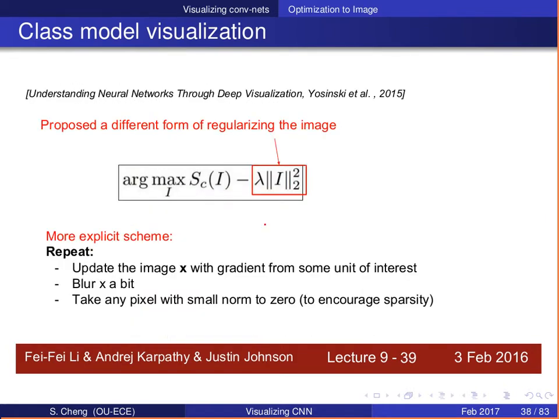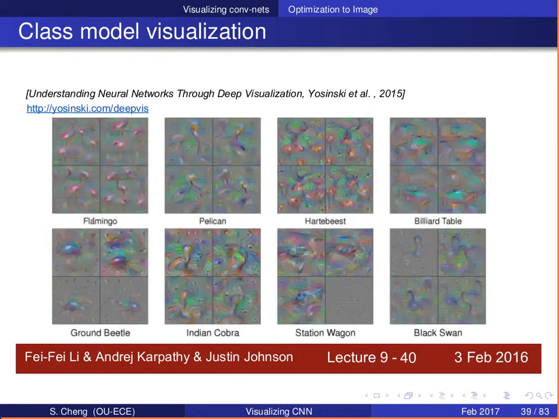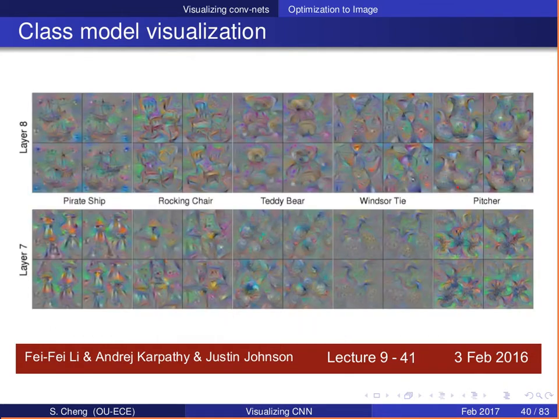Then much later, in 2015, people figured out a slightly better regularization and got slightly better images. Now it's much more visible. You can see that this is actually a flamingo. It's better, but still not easy to recognize. This is a table, a billiard table here, and there's a teddy bear here. Okay, there's a chair here.